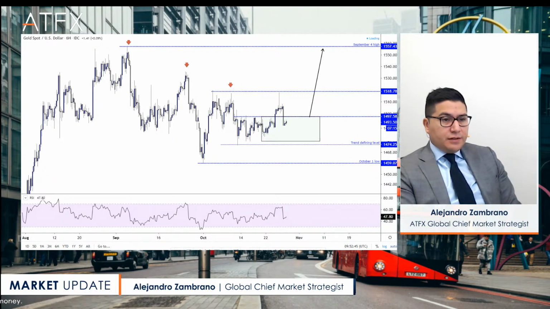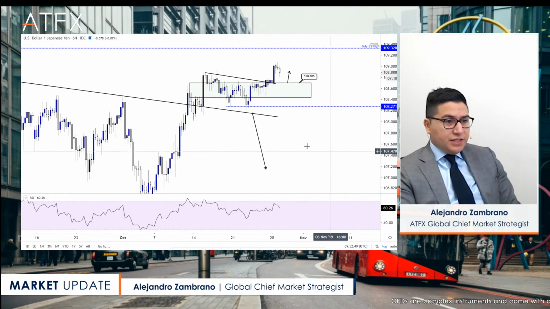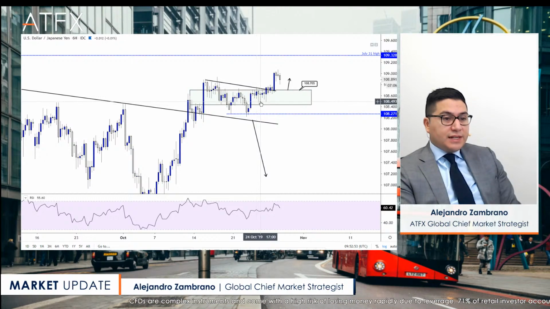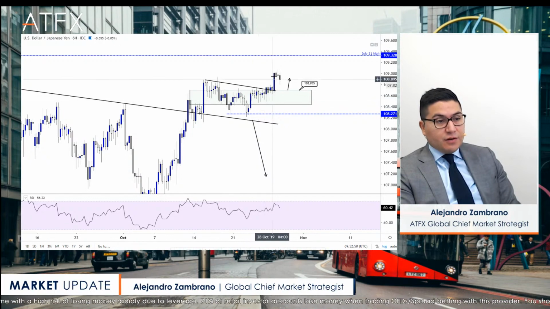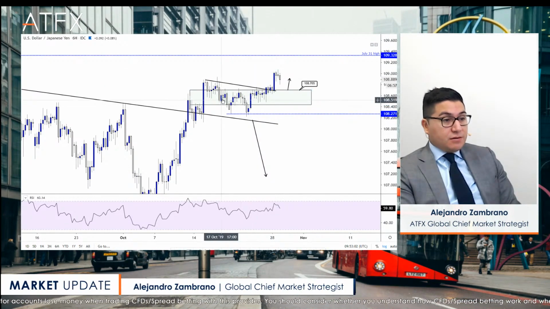I forgot to cover it, but here's the dollar versus the Japanese yen. It's moving down a bit. You might remember I said look to buy here at 104.80, 108.50 for this to go up. We reached that take profit area earlier today. It took a crazy amount of days.